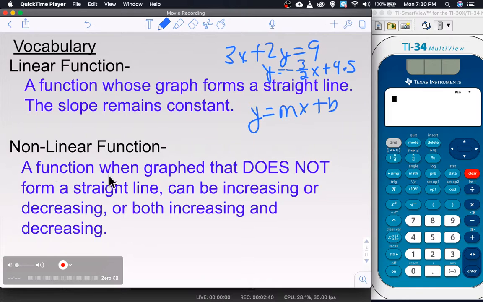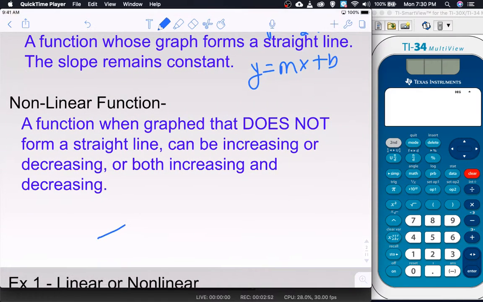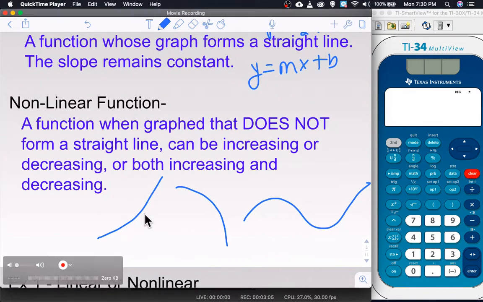So a nonlinear function is a function that, when graphed, does not form a straight line. You probably could have guessed that. It can be increasing or decreasing, or both increasing and decreasing. So an increasing function could be like that. It's going up everywhere, but it's not a straight line. Decreasing, I showed one of those a second ago. Or it could be increasing and decreasing. It can go like that. That could be a function, just a curvy function. Okay?